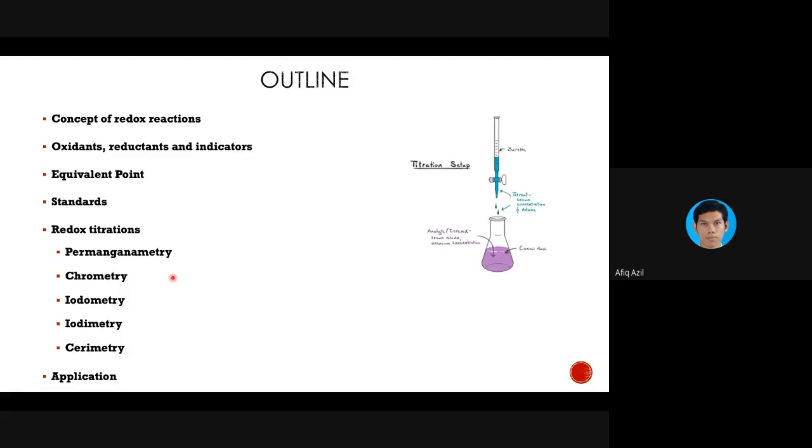And then the last one we will look into is cerimetry. This one involves cerium ion, okay. And lastly, some examples of pharmaceutical analysis applications.